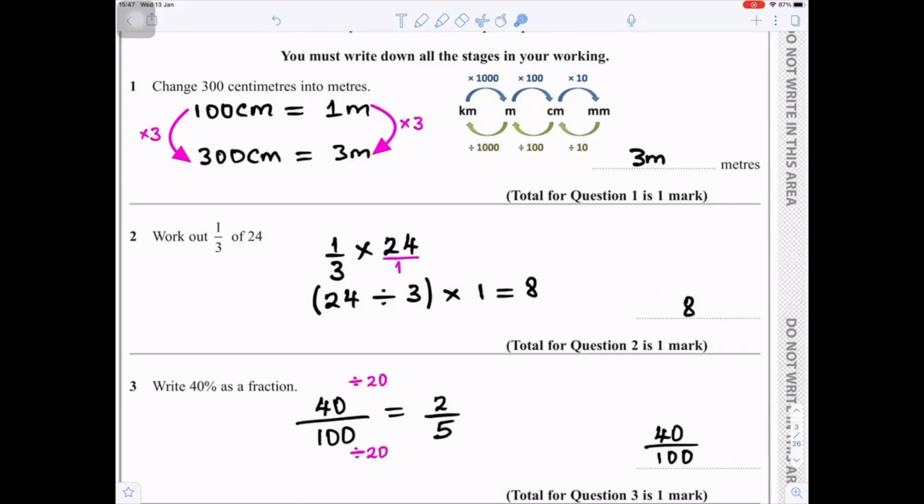Write 40% as a fraction. To change 40% to a fraction, you divide by 100. Percent means out of 100. So simplifying it, 40 divided by 20 is 2, and 100 divided by 20 is 5. So as a fraction it is 2 over 5, or you leave it as 40 over 100 if you're not asked to simplify it in the question.